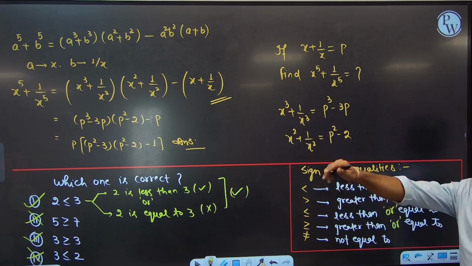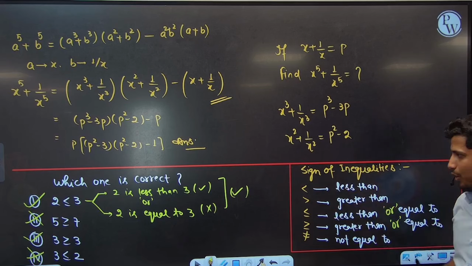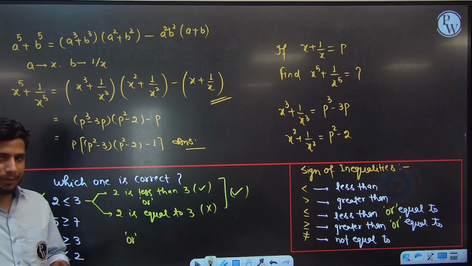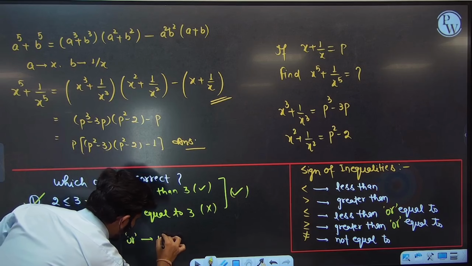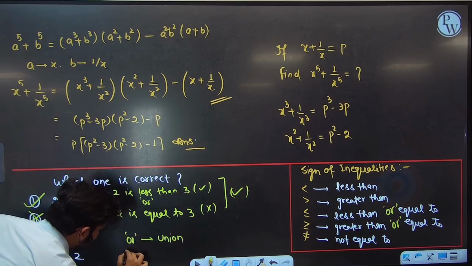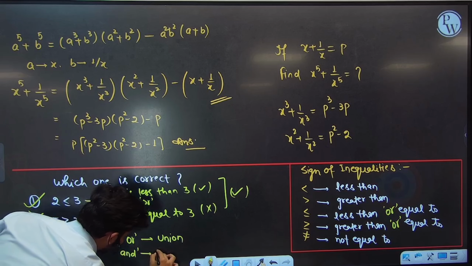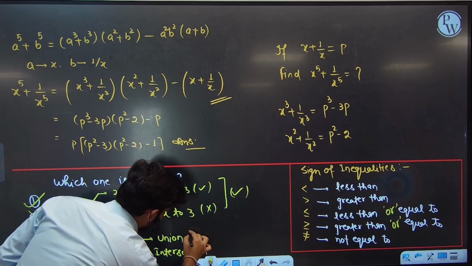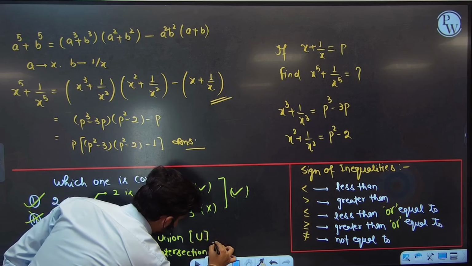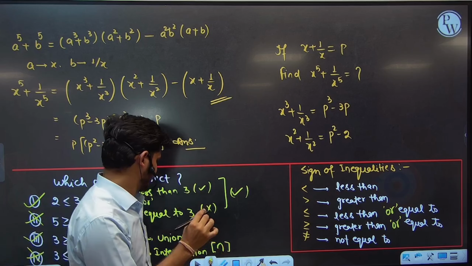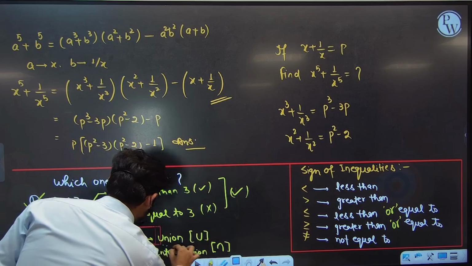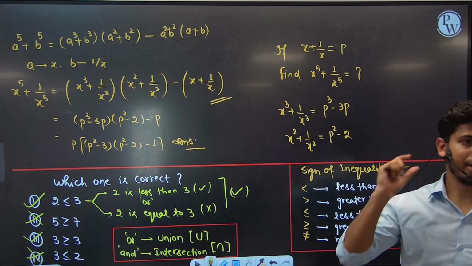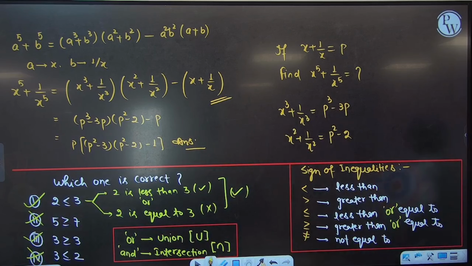Less than or equal to. Okay. Or means choice and both are included. So or is union and intersection. So the union sign is U type and the intersection sign is reverse U type. Okay. Done? Done.